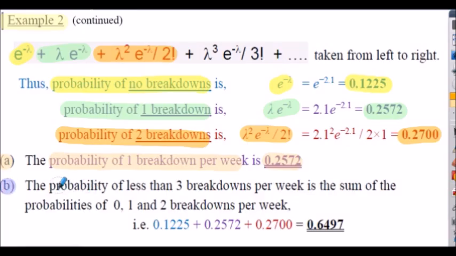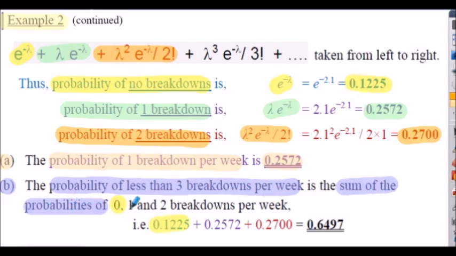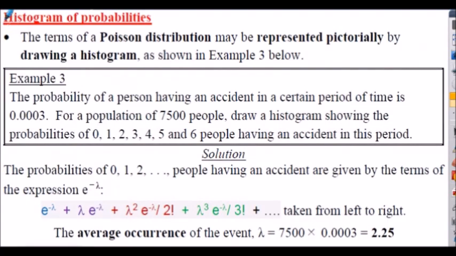And part B, the probability of less than 3 breakdowns per week. That's the sum of the probabilities of no breakdowns, 1 breakdown, 2 breakdowns added together, which evaluates to 0.6497 or approximately 65%. Let's now consider the histogram of probabilities. The terms of a Poisson distribution may be represented pictorially by drawing a histogram, as outlined in example 3.